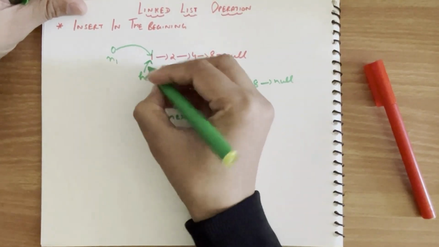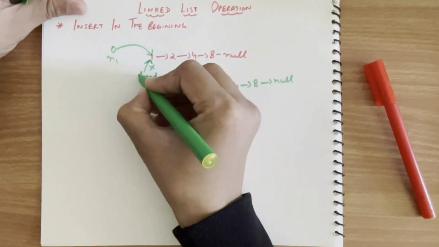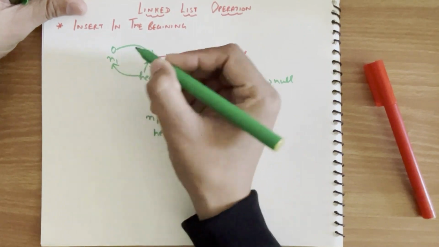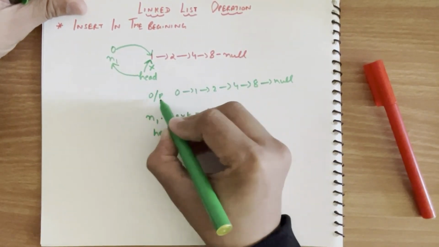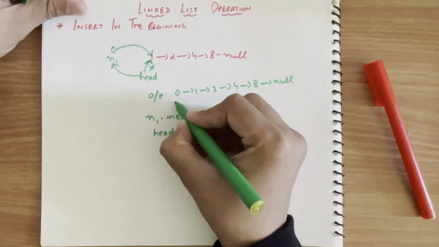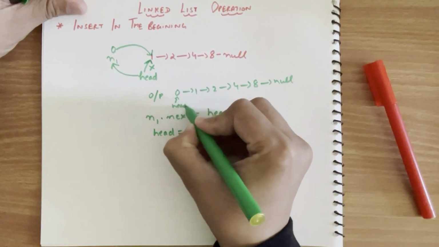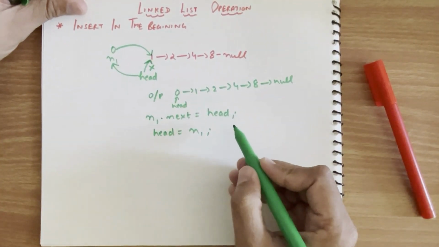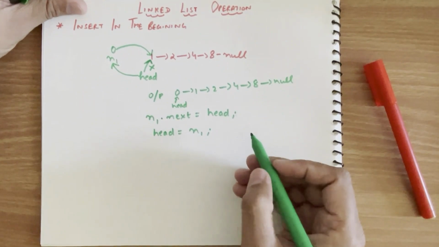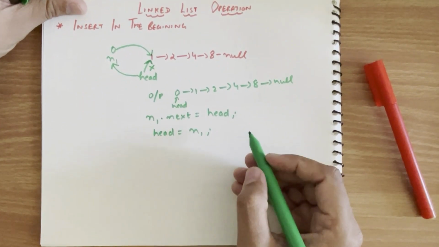Doing this, what will happen? This link will get broken and this link will be formed. That is, head will point to the first node, and our output linked list will look something like this, where head points to the newly inserted node. So this is how we can insert a node in the beginning of a given linked list.